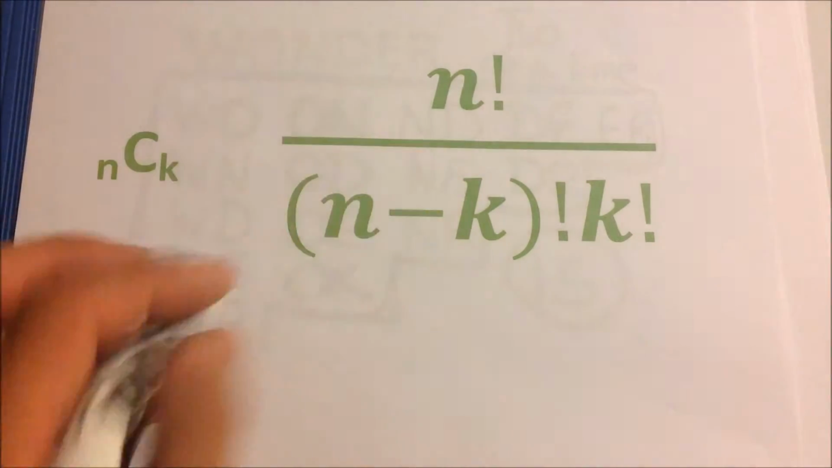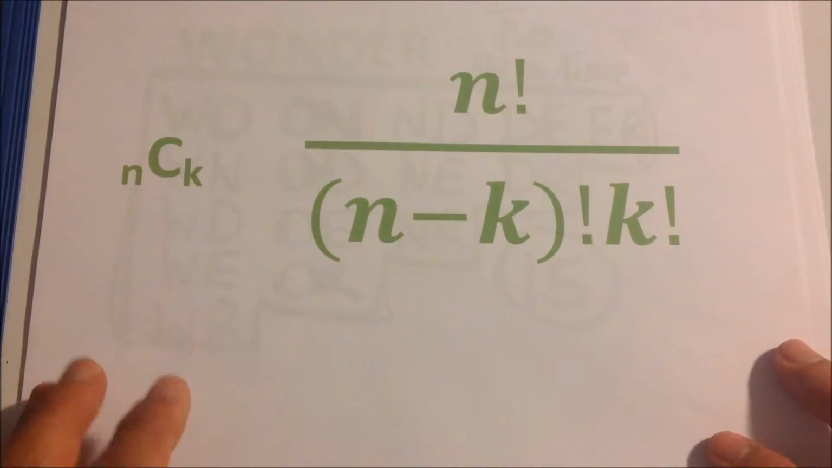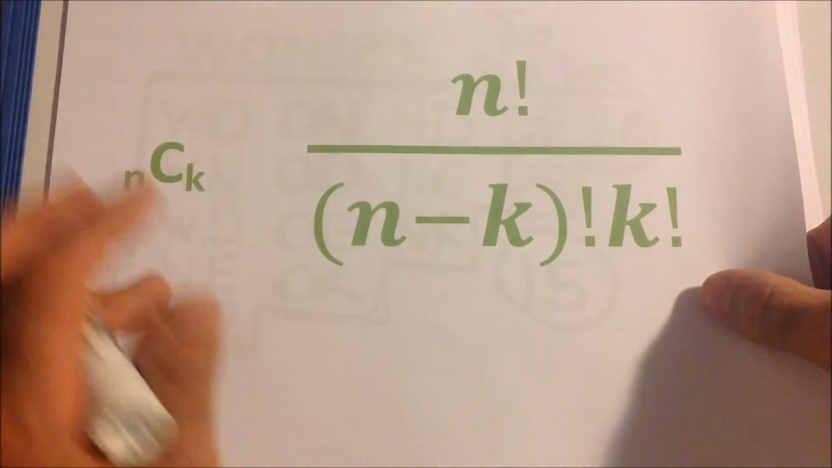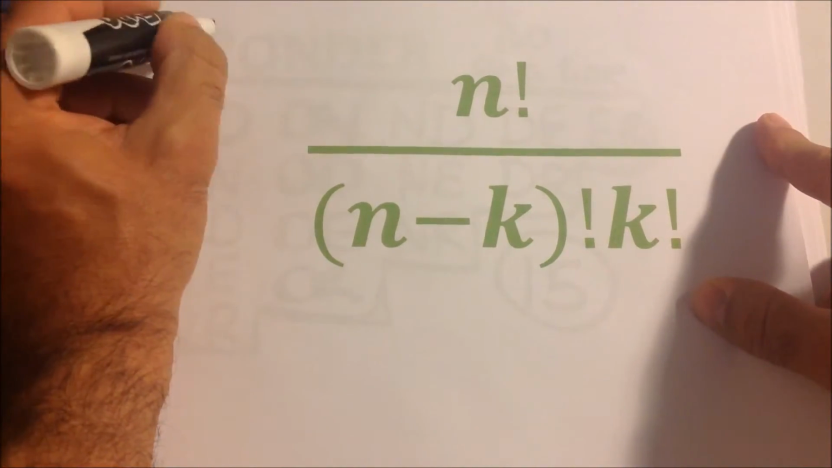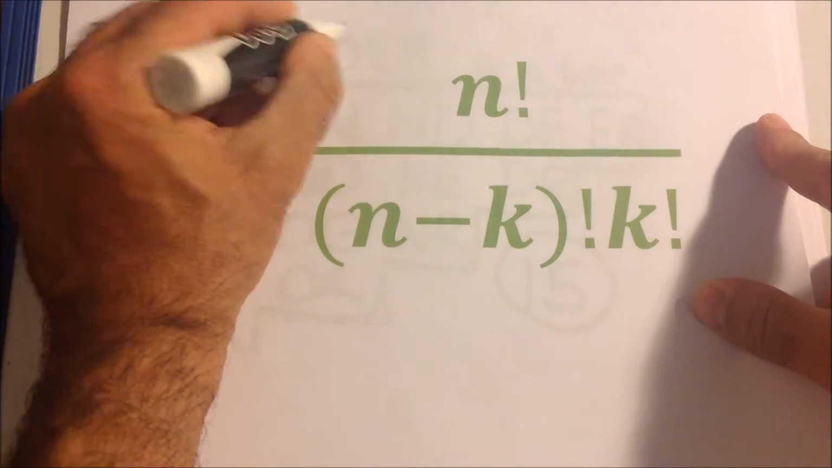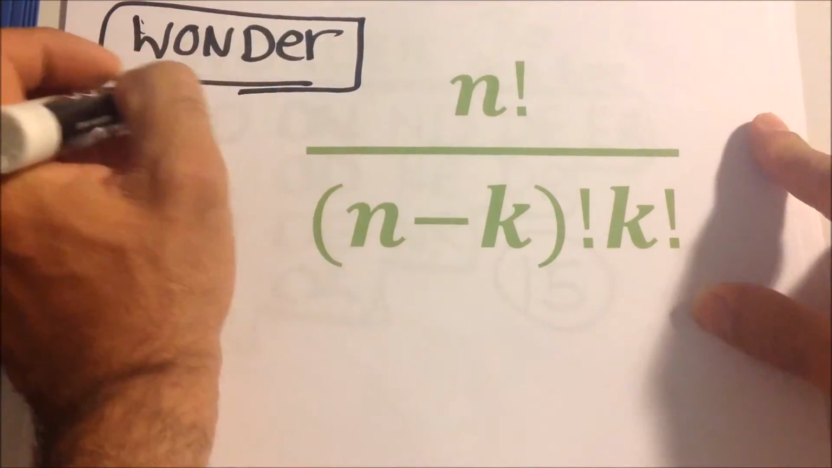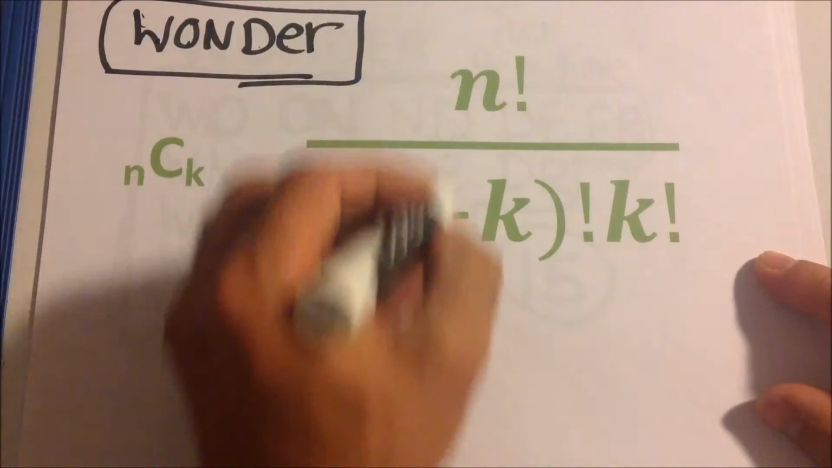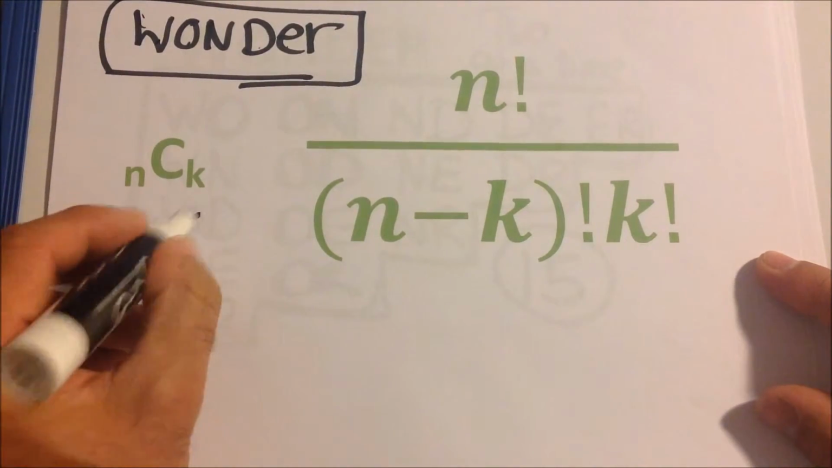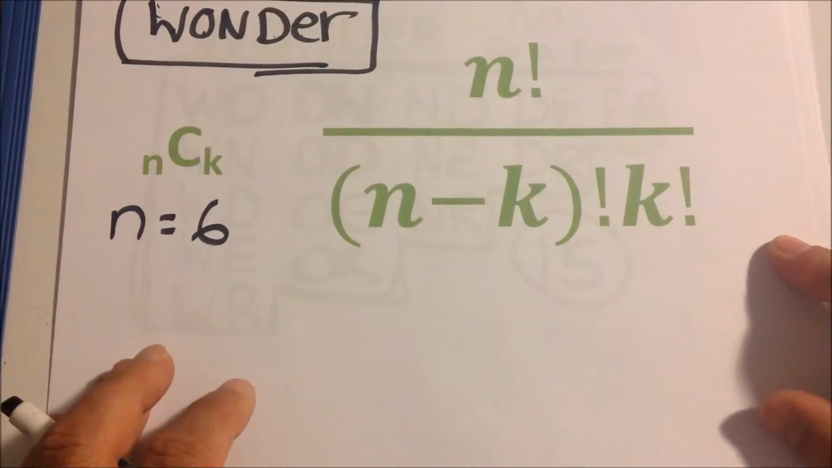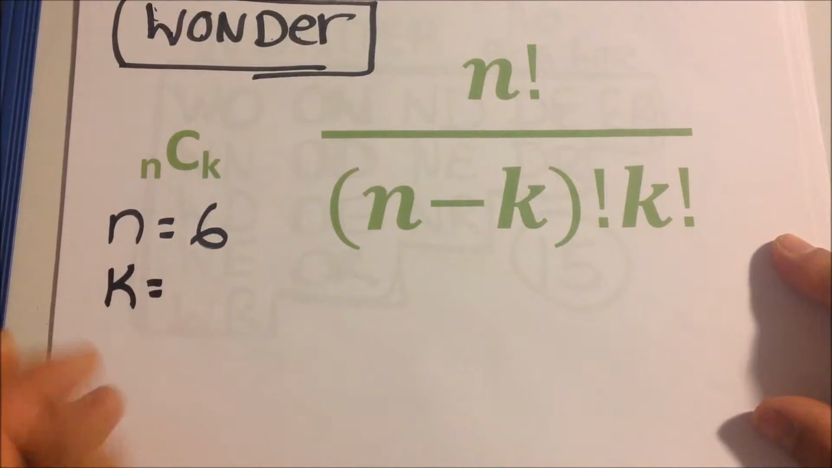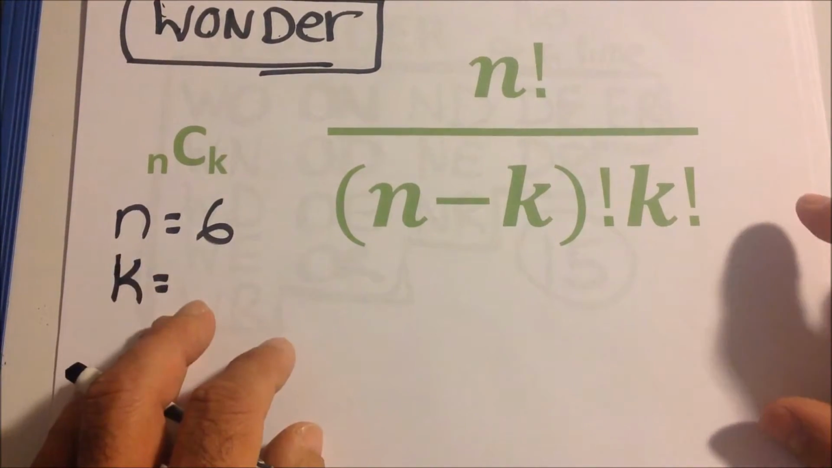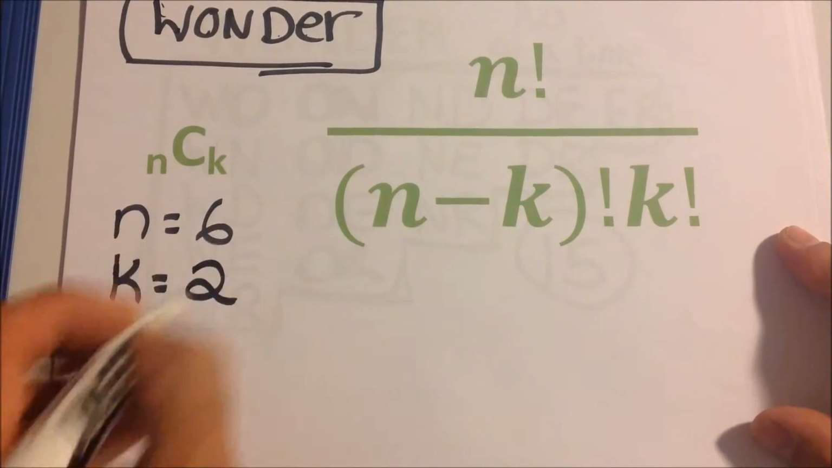We can use K. Sometimes they use R. N means the total amount you have. So let's look at this. Write the word wonder here. And the total amount we have is 1, 2, 3, 4, 5, 6, right? So the N represents the total amount you have, 6. The K, or the R, sometimes they use R, represents the amount you want to take at a time. We want to take 2 at a time, so there it goes, 2.